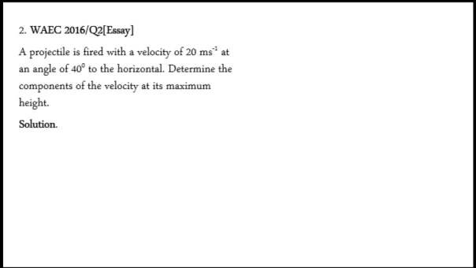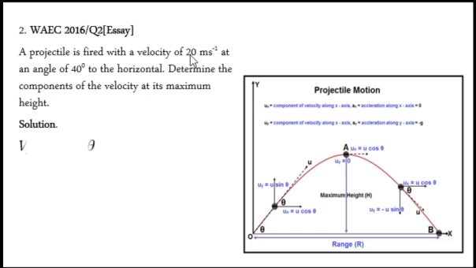So at the maximum height, there are 2 components, ux and uy. So your ux is u cos theta. My theta is 40 degrees. My u is 20 meters per second. So I'll have ux equals 20 cos 40, and that will give me 15.32 meters per second. But at the maximum height, uy is 0. That will be vy equals 0 meters per second.